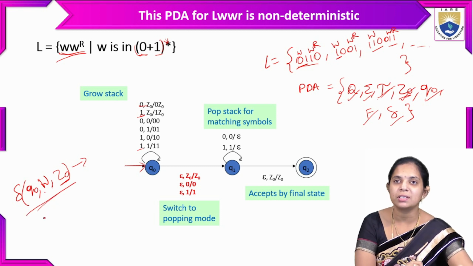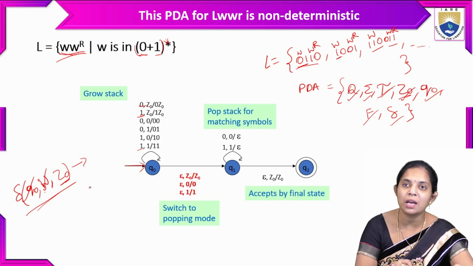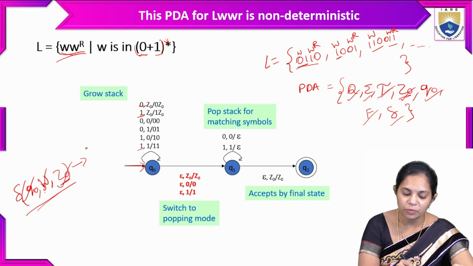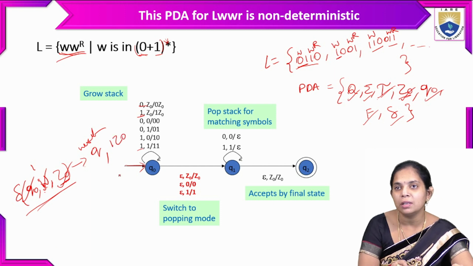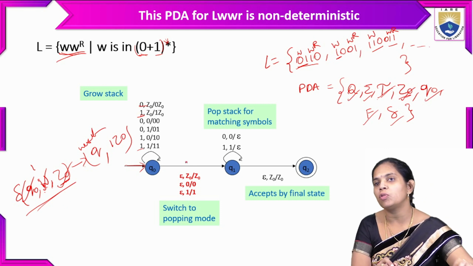These three things we already discussed. One is the state, W is the unconsumed input, and this is the top of the stack symbol, which leads to the next state along with the W input symbol. What is the top of the stack symbol? Suppose W has 1 as an input, then 1 Z0 is the thing. So this is how the transition function of this pushdown automata works.